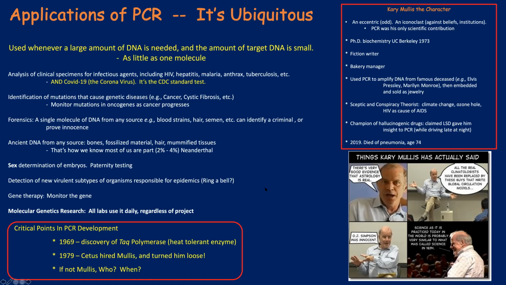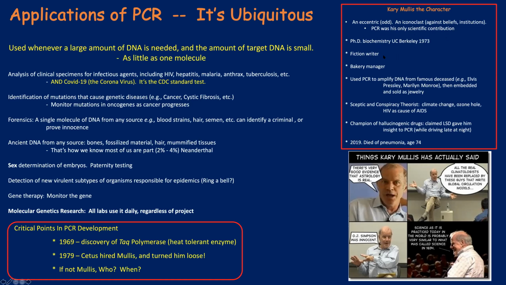Now, we're running out of time, but I'll take a couple of minutes to tell you a little about Kary Mullis. He was a character and not a typical scientist. There is no such thing as a typical scientist, but he was really out on the edge. He was an oddball, an iconoclast. PCR was his only scientific contribution. He didn't do anything before that. And after he did it and got the Nobel Prize, he didn't do anything else. He left science. He had a PhD in biochemistry.